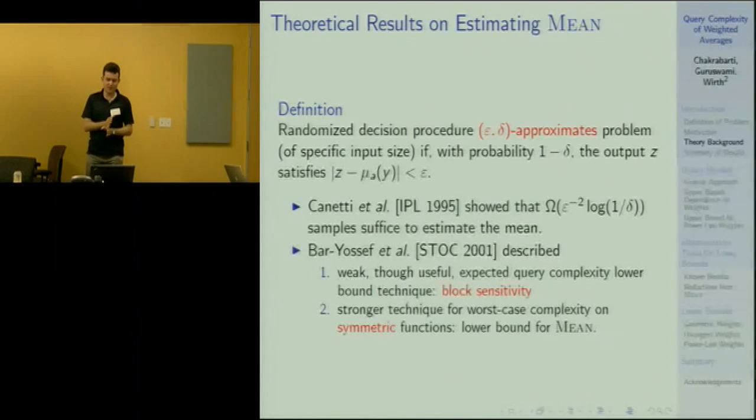So one of the bugs in my slides is on the next line, where it said these people show that this many samples suffice to estimate the mean. I think it should read that you need at least that many to estimate the mean. I don't know why I wrote suffice, but anyway. So there's a lower bound, which is 1 on epsilon squared log 1 on delta, which is something that people have seen before in different contexts.